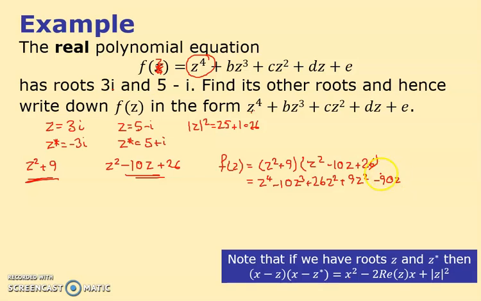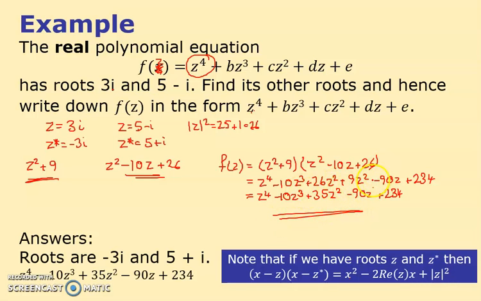26 times 9, 234, plus 234. So that's z to the 4 minus 10z cubed, plus, we can add those together, plus 35z squared minus 90z plus 234. It's relatively easy to simplify because there's only one term that sort of doubled up, this z squared. So the roots are those which we agreed with, and my final expression is that.